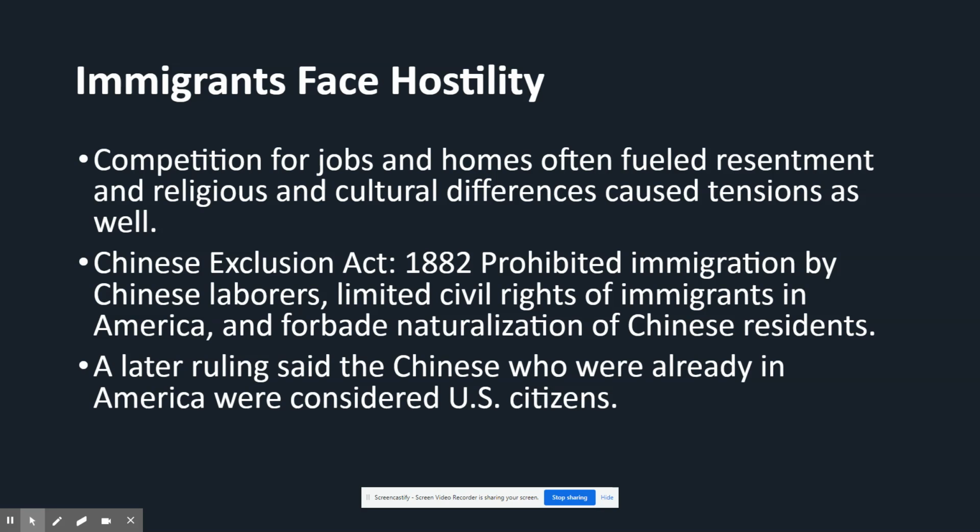So we are going to be now going into the next part of our unit here, the Emerging American, Modern America. We are going to be talking about immigration, urbanization, and what life was like for those living in the cities.